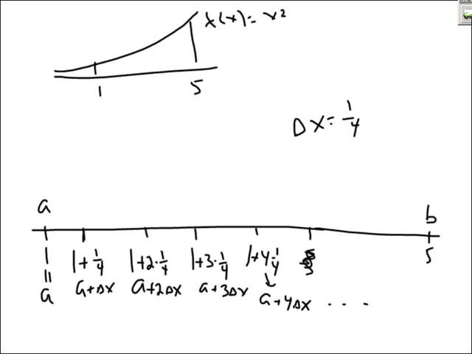And to find the heights, we find f of these numbers. That will give us the heights, eventually f of 5. And the bases are delta x's.